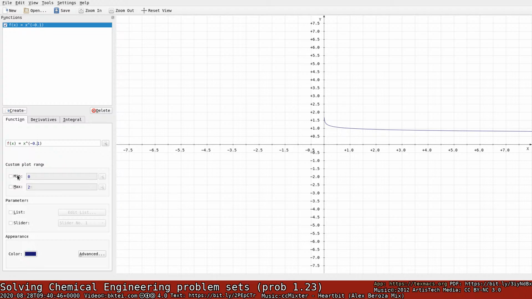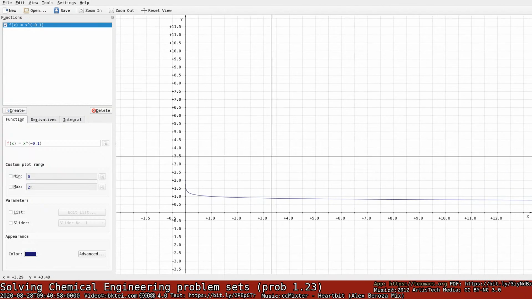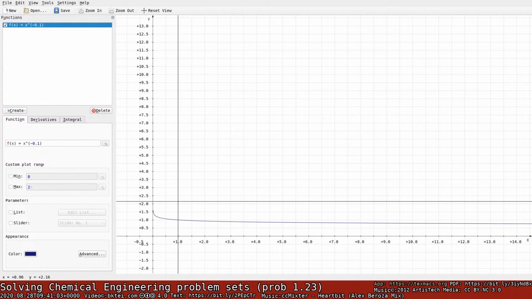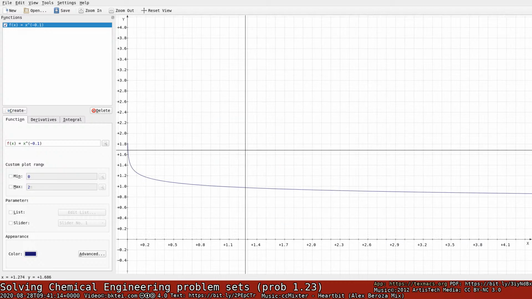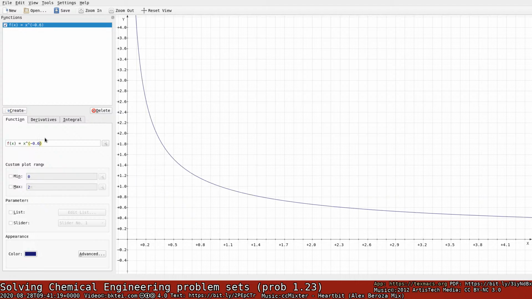Plot range. Oh, I see what we're doing. Can I move? Yeah, I can. Cool. Can I zoom in? View, zoom in, Control 1, Control 2. Oh, I see. Give a window. 4 to 4. Yeah. 0.6. Okay, great.